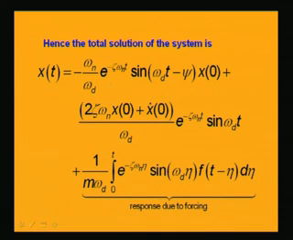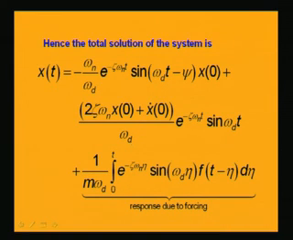From the first term, you have seen that x(t) equals minus omega n by omega d e to the power minus zeta omega n t sin (omega d t minus psi) into x 0. For the second term, you have seen that it is equal to (2 zeta omega n x 0 plus x dot 0) by omega d e to the power minus zeta omega n t sin omega d t. And for the third term, by using the convolution theorem, it is equal to 1 by m omega d into integral 0 to t e to the power minus zeta omega n eta sin omega d eta f(t minus eta) d eta.